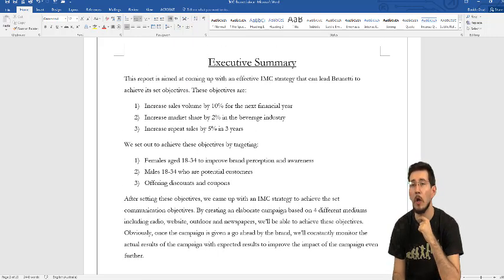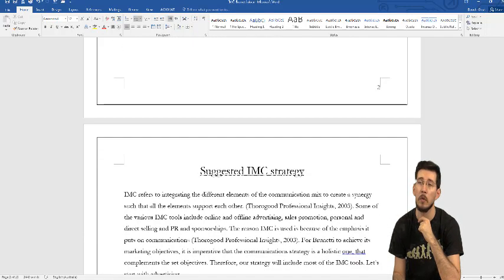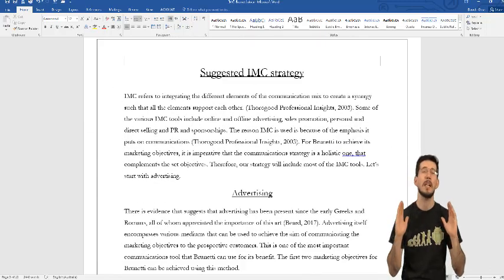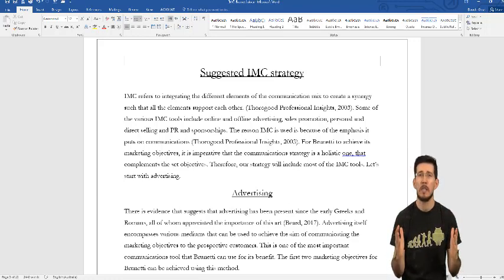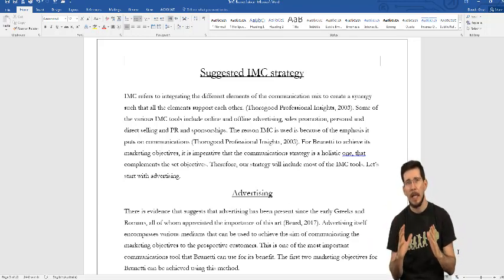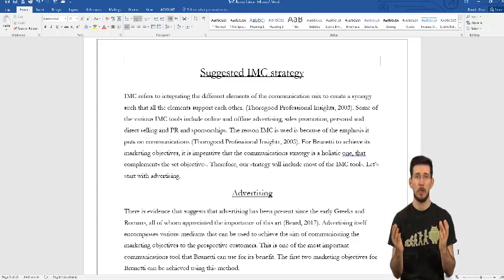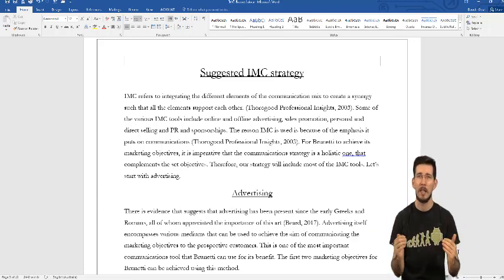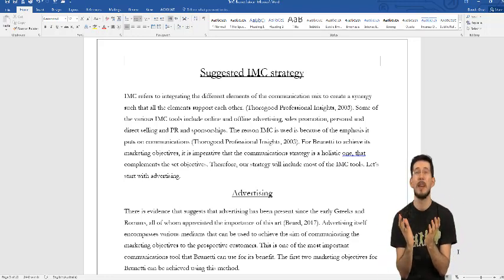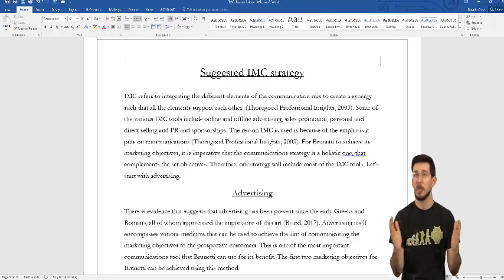Now, let's scroll down to the first real section of the report. Now, the first section is the suggested IMC strategy. Here you're basically detailing and providing compelling motivations and arguments on why you're using one or another IMC tool. Now, remember that IMC is a strategic process of integration. We want to try to seamlessly integrate tools and medias to achieve positive brand equity. But even different tools can be combined to achieve synergistic effects.